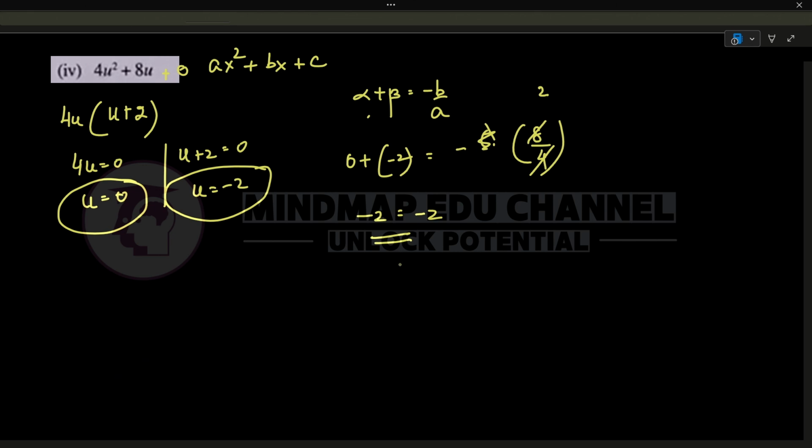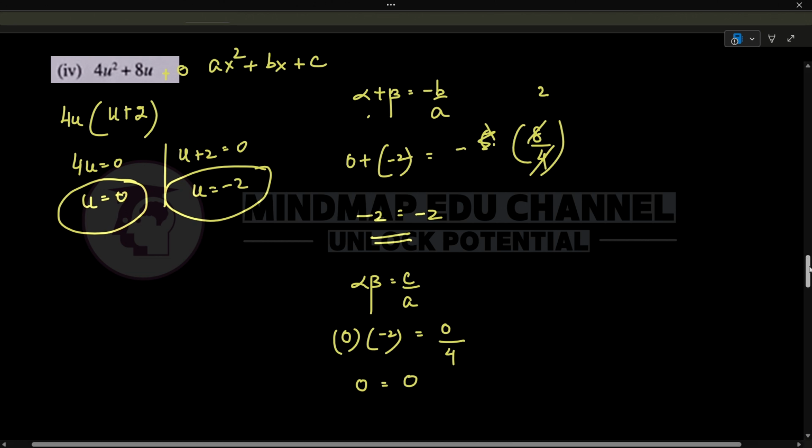Now let's find the product. Alpha into beta is equals to C over A. So it is 0 into minus 2 equals C is what? 0 over 4. So it will be 0 on the left hand side and 0 on the right hand side. Clear? Let's move to the next sum, that is the fifth sum.